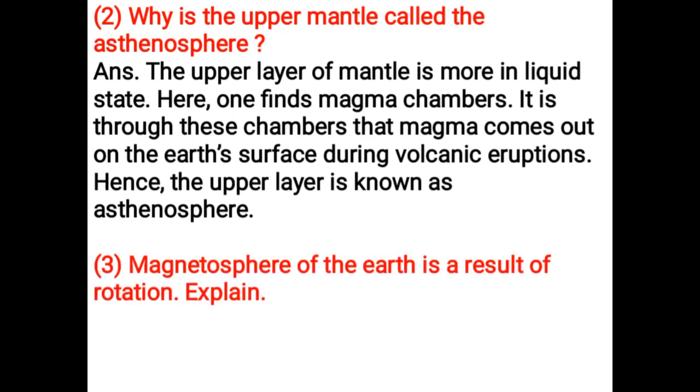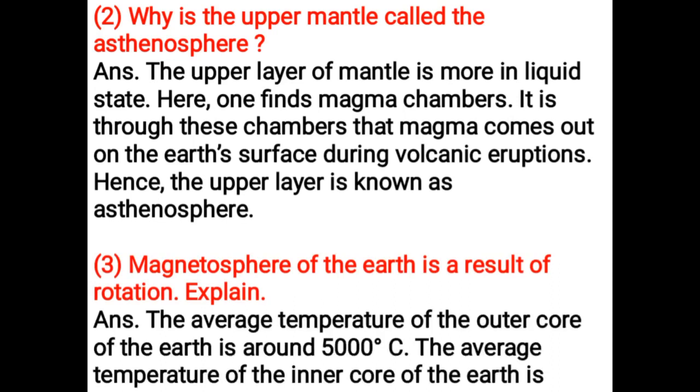Magnetosphere of the earth is the result of rotation. Explain. The average temperature of the outer core of the earth is around 5000 degrees Celsius. The average temperature of the inner core of the earth is around 6000 degrees Celsius. This difference between the temperature results in formation of vertical currents. The rotation of the earth gives eddy (circular) motion to these currents. Electric currents develop in these spiral eddies of liquid iron, leading to generation of the magnetic field of the earth. This magnetic field is called magnetosphere. In this way, the magnetosphere is formed due to the rotation of the earth.